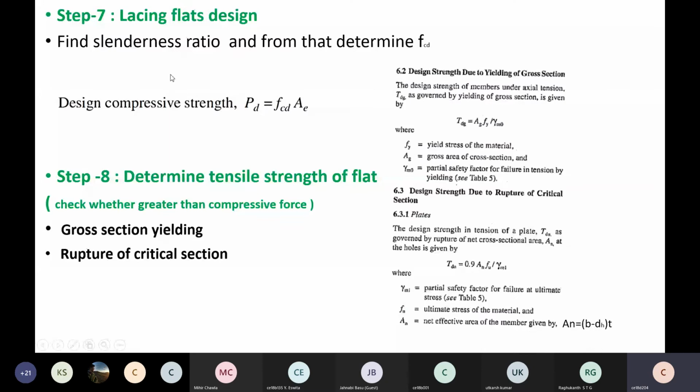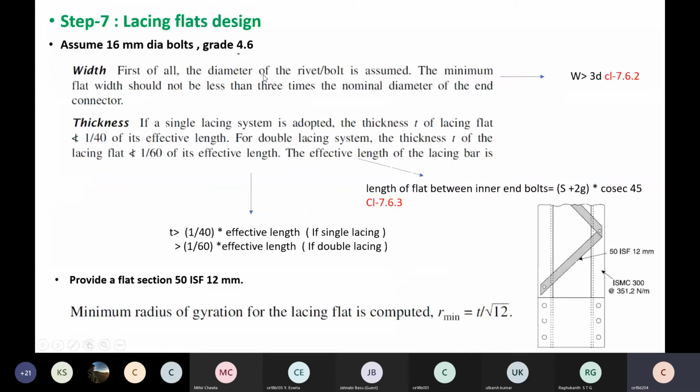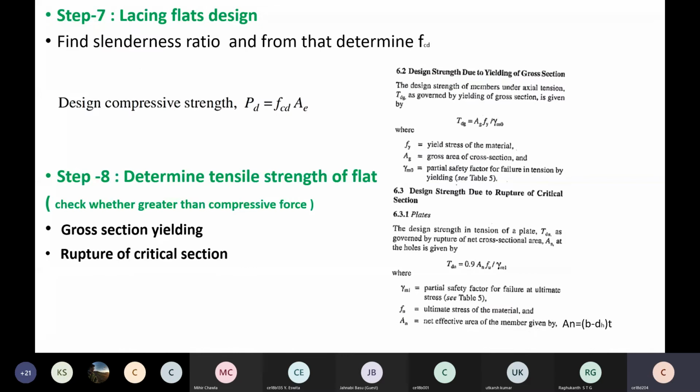Once this step is completed, next we have to determine the slenderness ratio. We already know the slenderness ratio is nothing but L by R. So L is nothing but the effective length. We already know the length of the flat between the inner end bolts. You have already calculated it, divided by R minimum, which you have calculated as 3.4. Now determine what is the slenderness ratio.